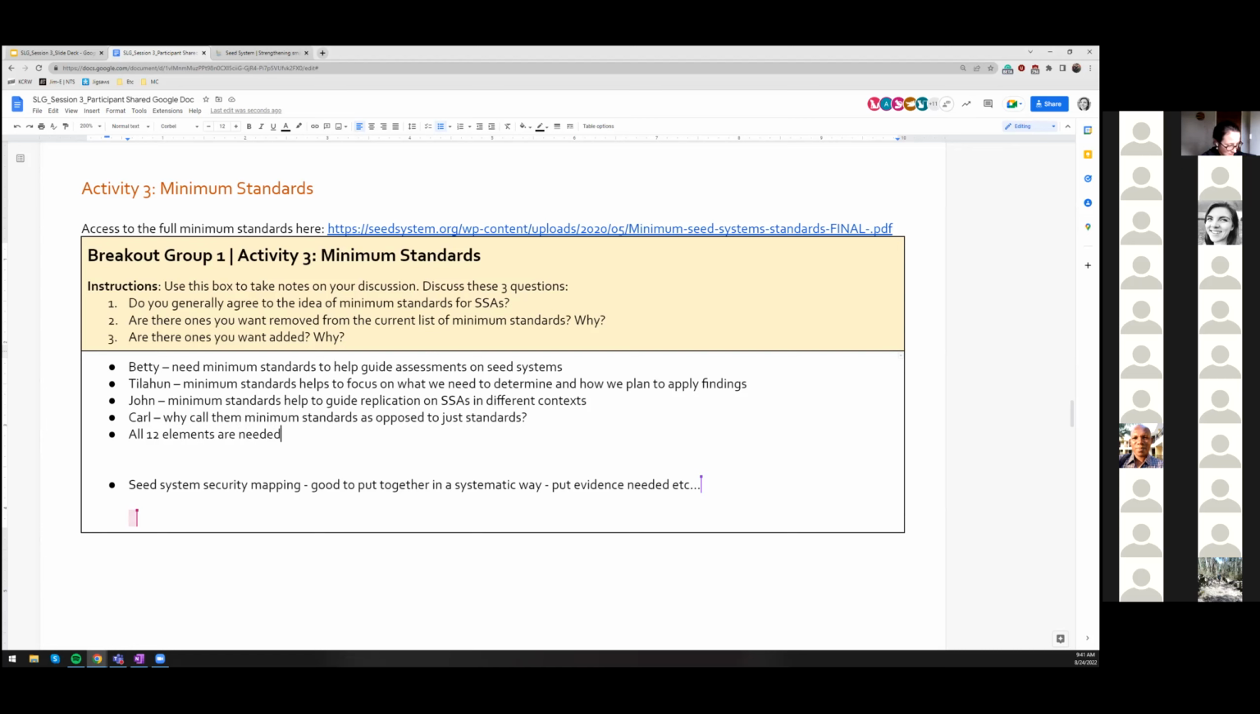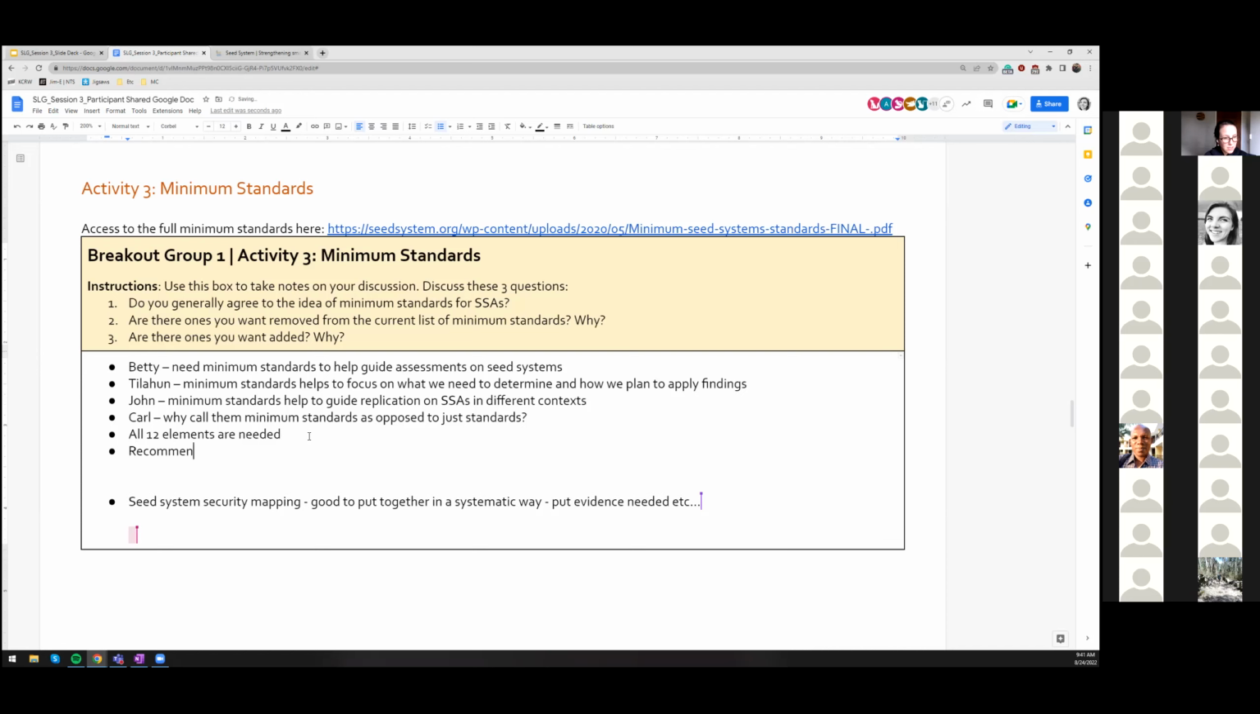Yeah, from group 1, it's all thumbs up for the minimum standards, except there is one question about why call them minimum standards as opposed to just standards. That's the question that came from the group. Otherwise, I think there was near unanimity that the minimum standards are good for seed assessments. How about group 3? Were you also on board with the idea? Who was in group 3? I think we lost our moderator, Joanne. But group 3, please chime in. I think we're group 3. The idea was there should be minimum standards, but again, why are we calling them minimum? So that same comment was raised.